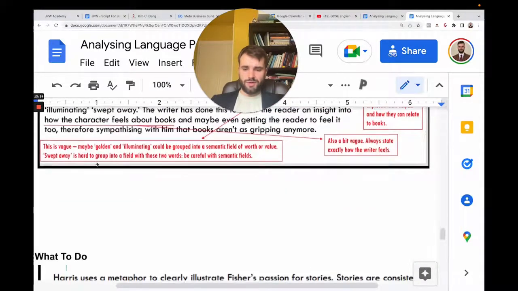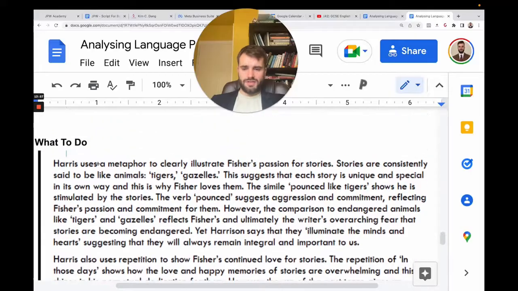So here's an example of what to do. Harris uses a metaphor to clearly illustrate Fisher's passion for stories. More specific, because he said passion. Not just positive emotion, but passion. Stories are consistently said to be like animals, so that's good. They're linking many quotes consistently. Tigers, gazelles. This suggests that each story is unique and special in its own way. Good. You couldn't have said that about any other description. It's very specific. And this is why Fisher loves them.